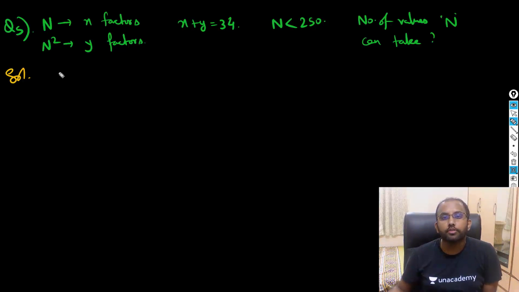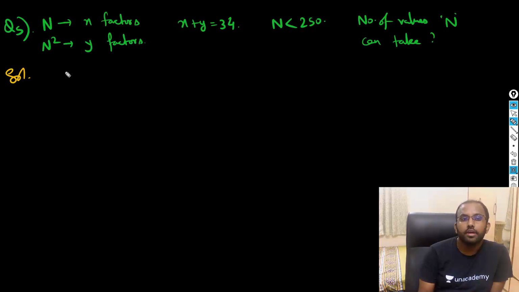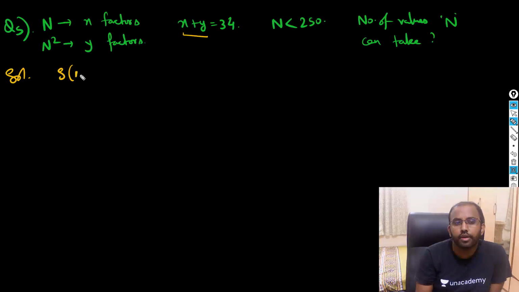What I'll think in this question is that, okay, let's say n has got x factors and n square has got y factors. Fine, agreed. But x plus y is 34. That means numbers cannot be very large, right? Because see, the sum of the number of factors of n plus the number of factors of n square is equal to 34.